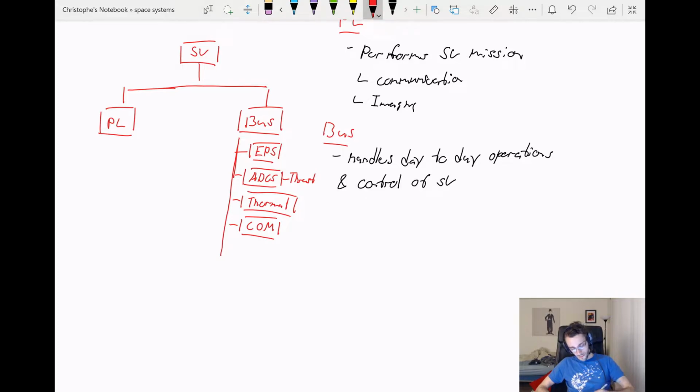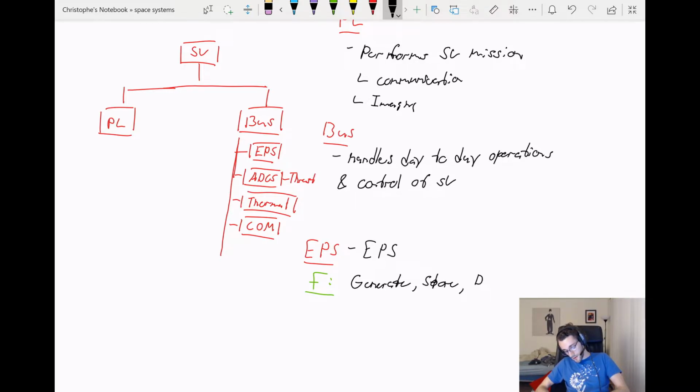So the EPS here stands for energy and power systems. Now what does the energy and power systems do? Well, largely the energy and power systems' function is to generate, store, distribute, and regulate power.